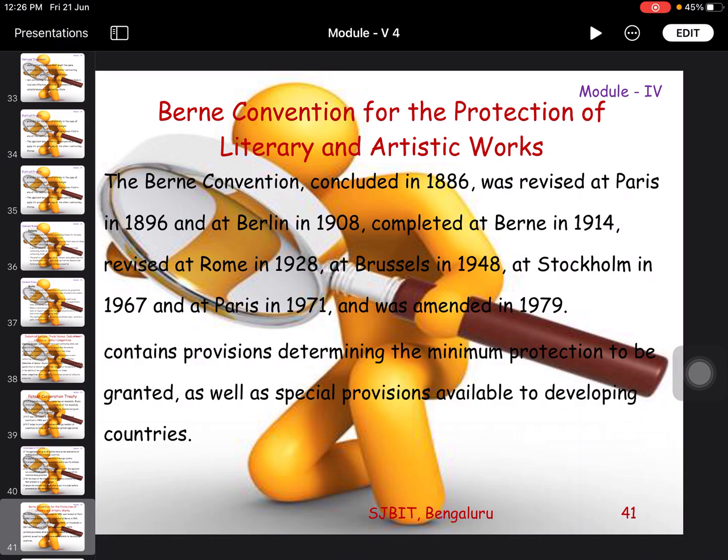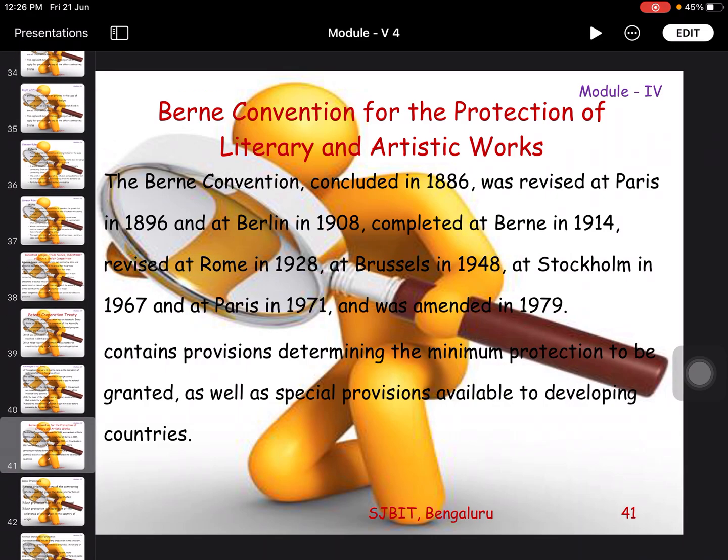The Berne Convention, concluded in 1886, was revisited at Paris in 1896 and Berlin in 1909, and completed in 1979. Prior to that, the convention was held at a number of places to ensure protection for artistic works. It contains provisions determining the minimum protection to be granted, as well as special provisions available to developing countries.